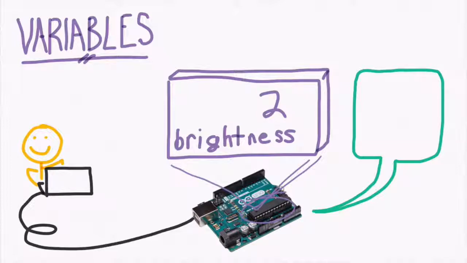Anytime after we've created a variable, we can tell Arduino to store a new number, like 9, inside the variable. Arduino will forget the old number and put the new number inside the variable. Then, if we ask Arduino again what's stored inside the brightness variable, Arduino will say 9. It's completely forgotten that the variable was ever equal to 2.